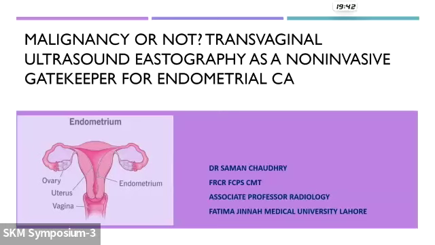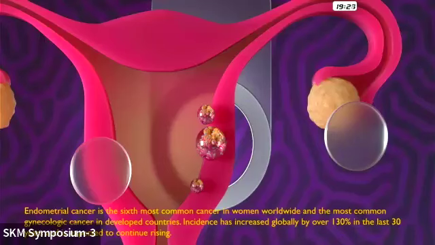I'll be discussing a very important topic, which is endometrial cancer. We have, I think, talked enough about breast cancer. Let's talk about endometrial cancer now, which is one of the commonest gynecological malignancies in the Western world, and its incidence is constantly rising. It has been observed that incidence has increased by over 130% in the last 30 years, and it continues to rise. So let's see how at a government teaching hospital, we are trying to play our role to manage this cancer.